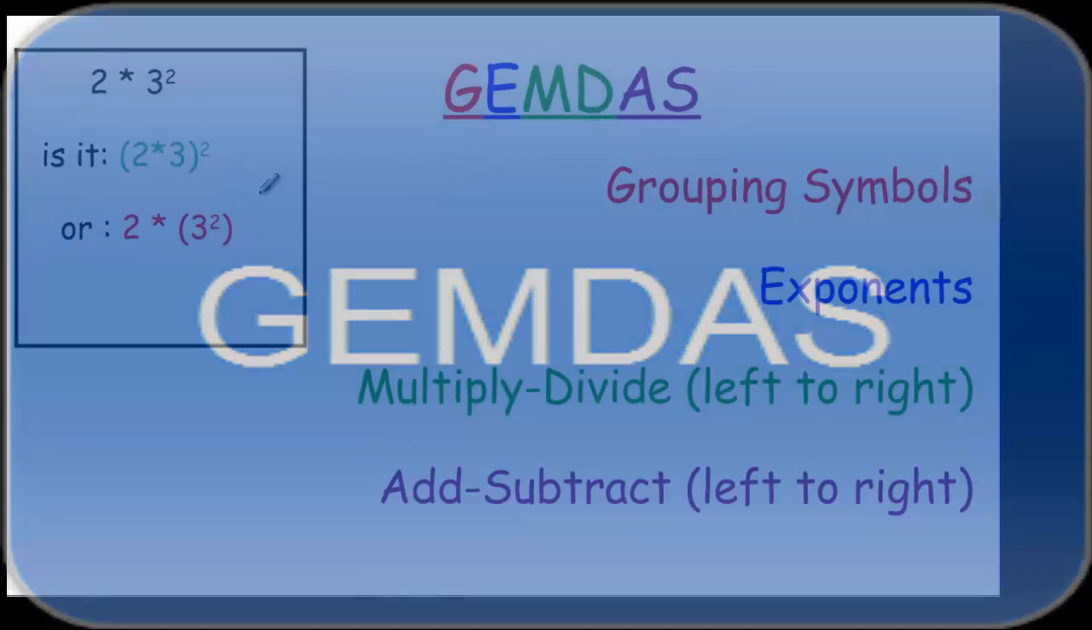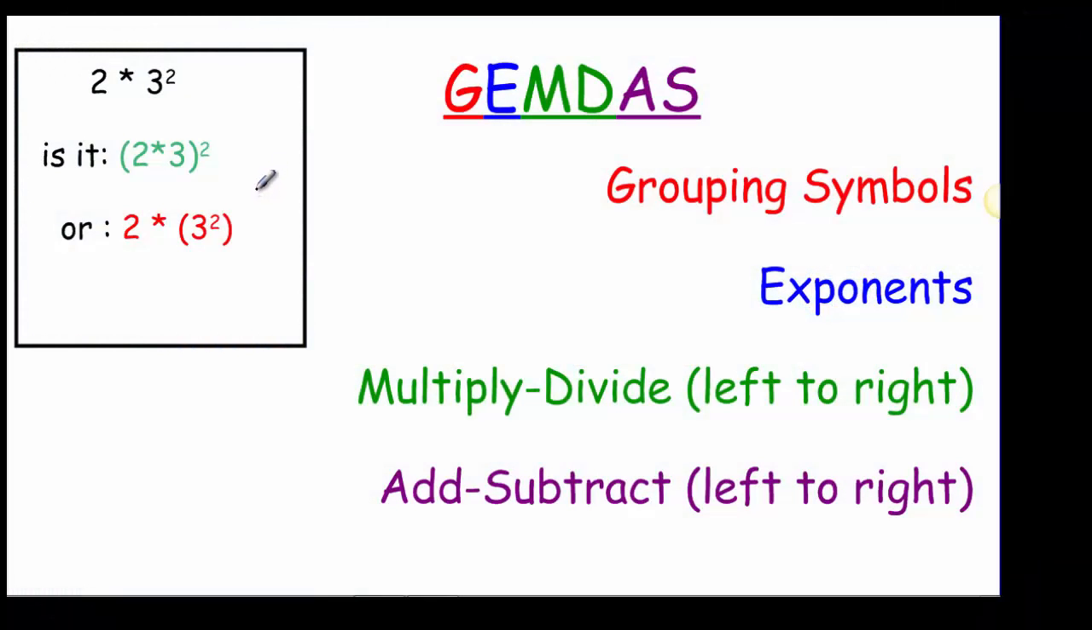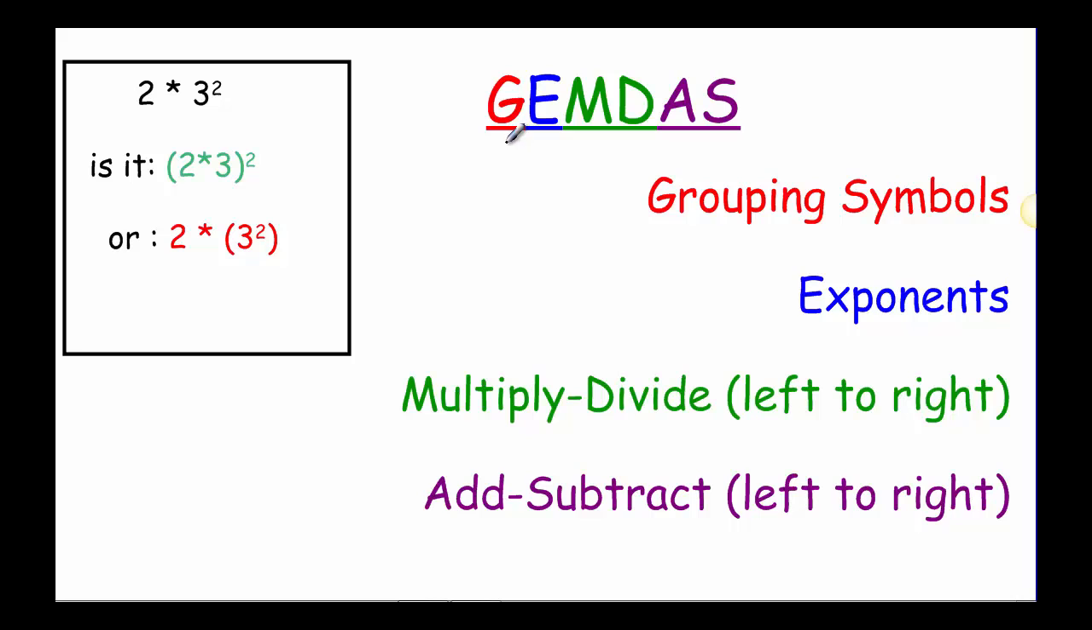This recording is going to talk about doing order of operations, or what we call GEMDAS. You might have heard it called PEMDAS, but I prefer GEMDAS because the G used to be P for parentheses, but really it could be any kind of grouping symbol, so I like the G better. Alright, so why do we have order of operations?